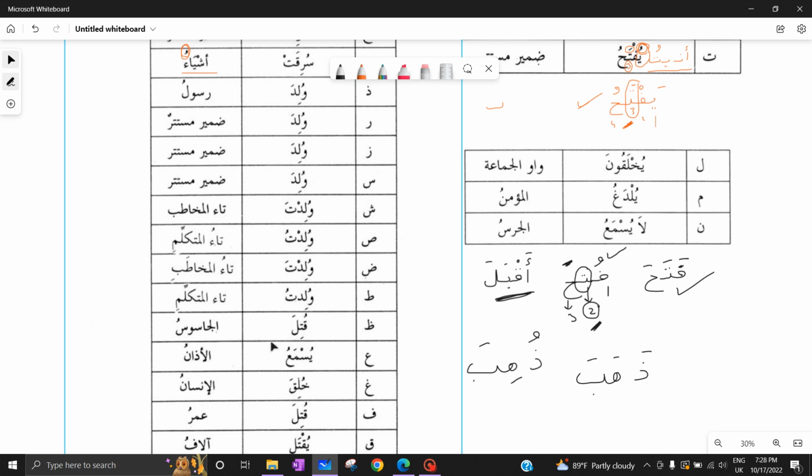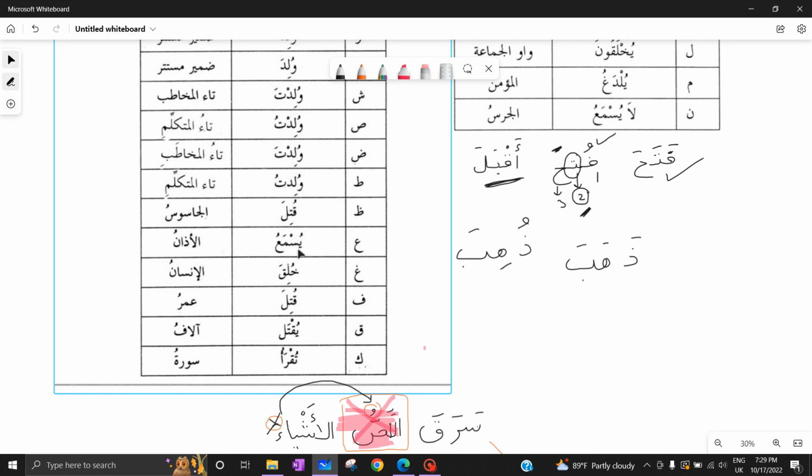So if I say qatala al-jundiyu al-jasusa, now when you make it into majhul, you will delete the fa'il. Jundi is the army or the troops or the soldier, so you will delete the fa'il here. And the maful bihi al-jasusa will take the place of the fa'il and also the haraka. So kutila, you change the verb from qatala to kutila. Kutila al-jasusu. Yusma'u, this is fi'l mudari', so you know now how it is changed.